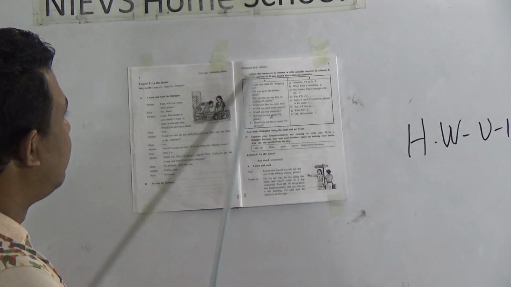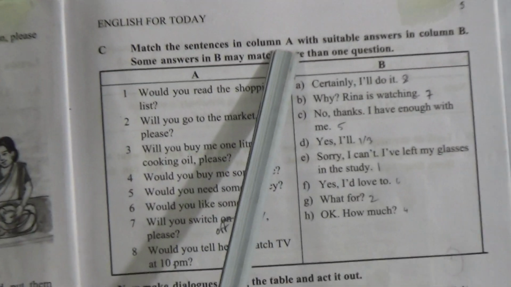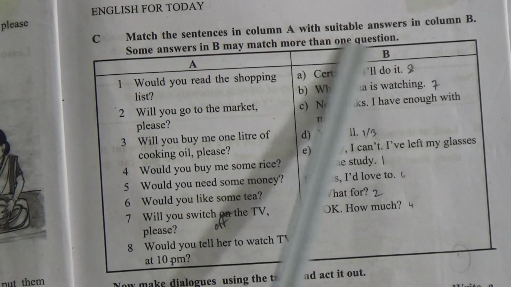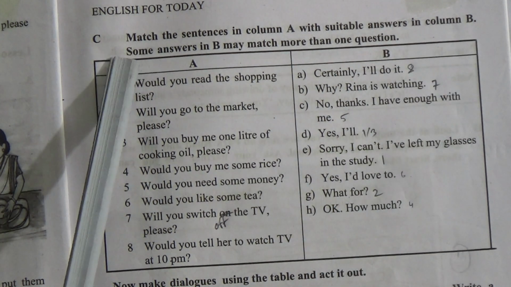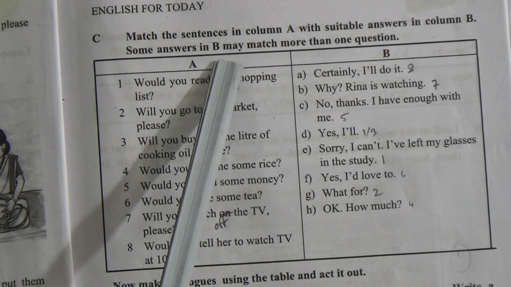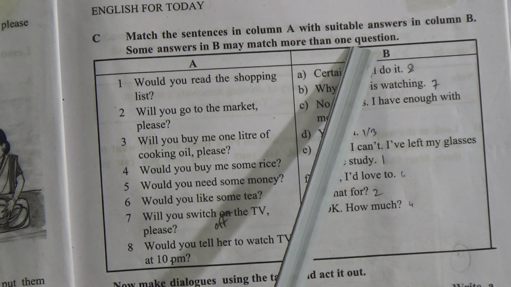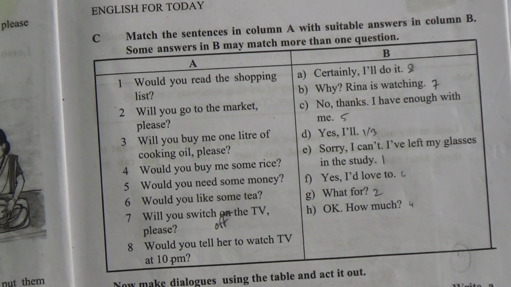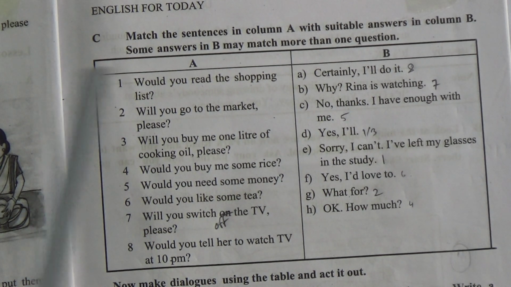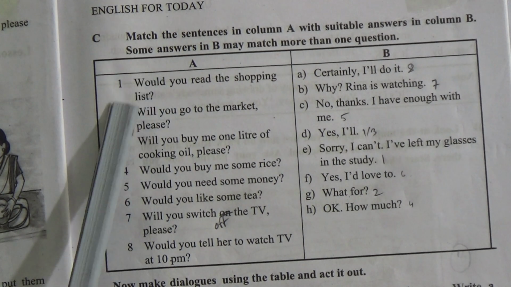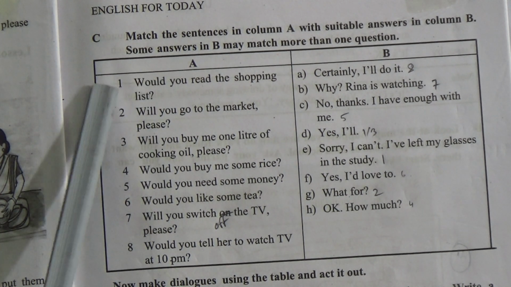Okay, let's come to task C. Match the sentences in column A with suitable answers in column B. Some answers in B may match more than one question. That means we have to match this part with this part, and one answer may match with another. So let's read column A's sentences.